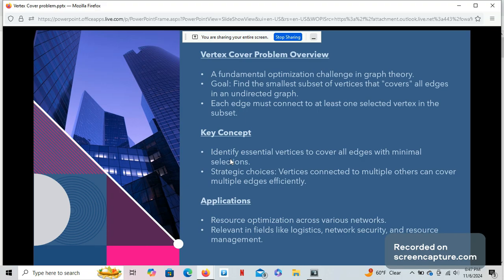For example, if a vertex connects to multiple others, it can be a strategic choice as it covers multiple edges in one go. So solving this problem helps in optimizing resources across networks, and it definitely has its applications in fields like logistics, network security, and resource management.